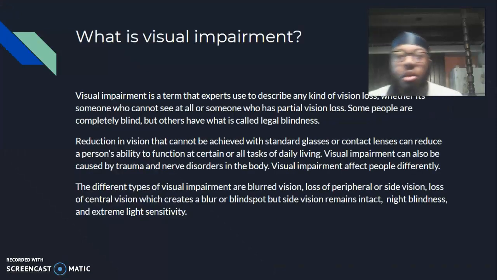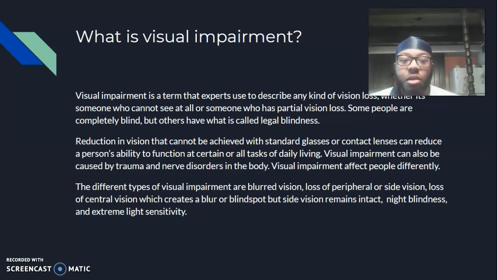So, visual impairment, what is it? Visual impairment is a term that experts use to describe any kind of vision loss, whether it's someone who cannot see at all or someone who has partial vision loss. Some people are completely blind, but others have what is called legal blindness: a reduction in vision that cannot be corrected with standard glasses or contact lenses. It can reduce a person's ability to function at certain or all tasks of daily living. Visual impairment can also be caused by trauma or stress and nerve disorders in the body.